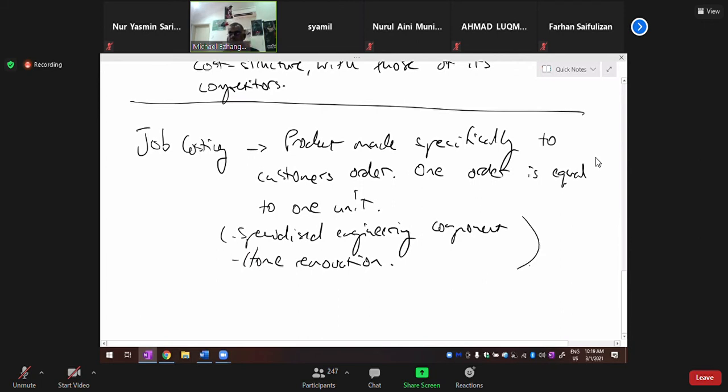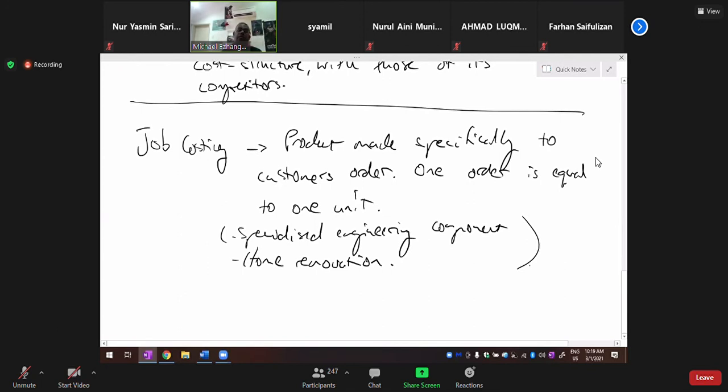You want to expand the kitchen in your house, put in a new set of kitchen cabinets, make the kitchen look good, or redo the front of the house, something like that. This is not contract costing. Contract costing will be long term. If you're building your whole house from scratch, that's contract costing.